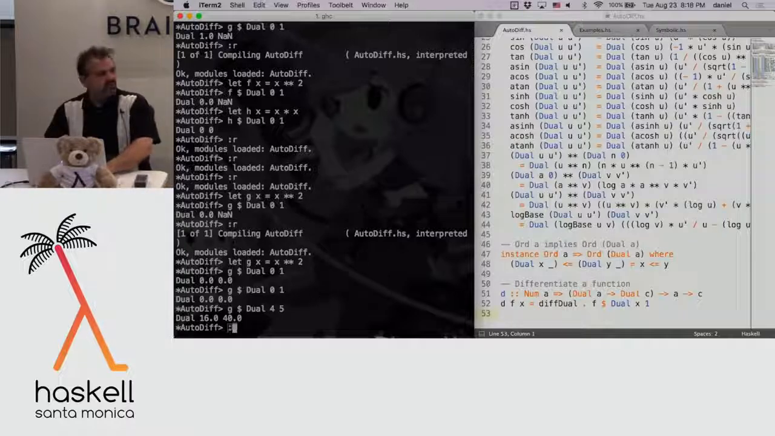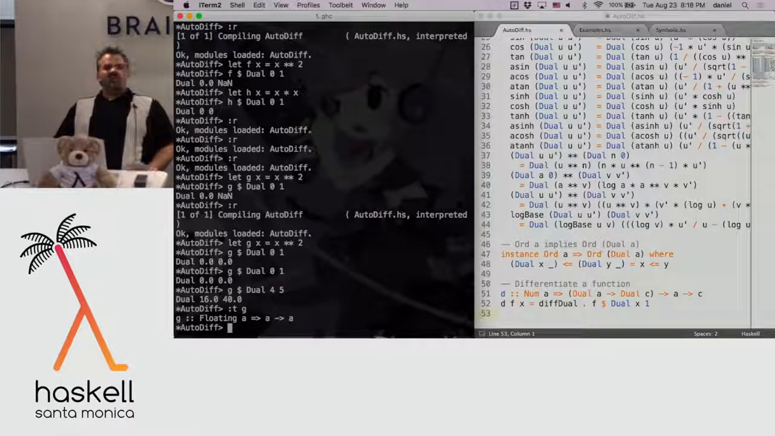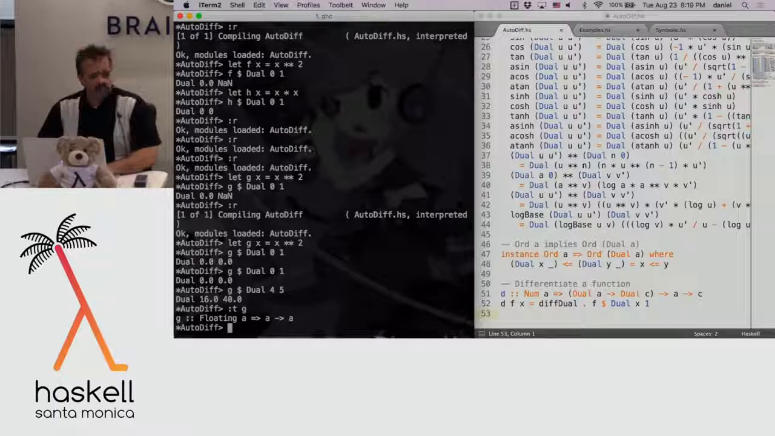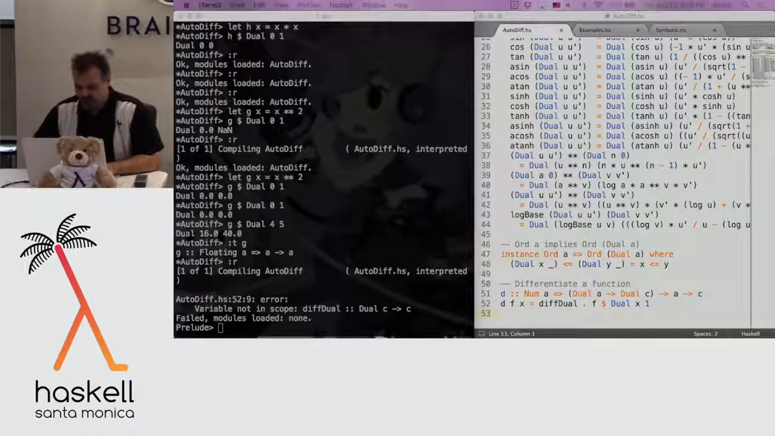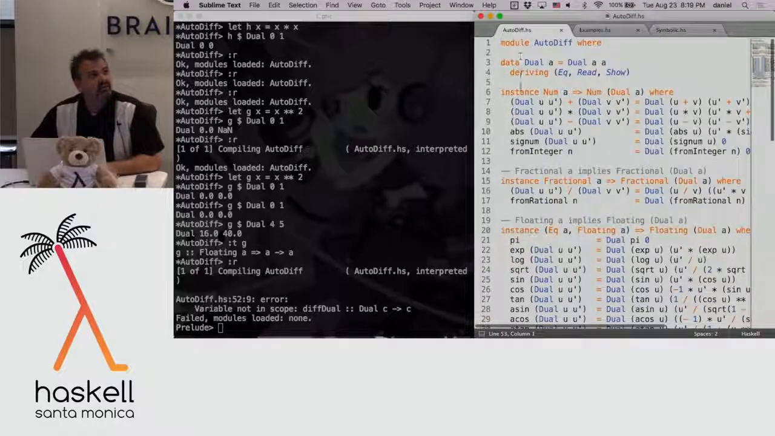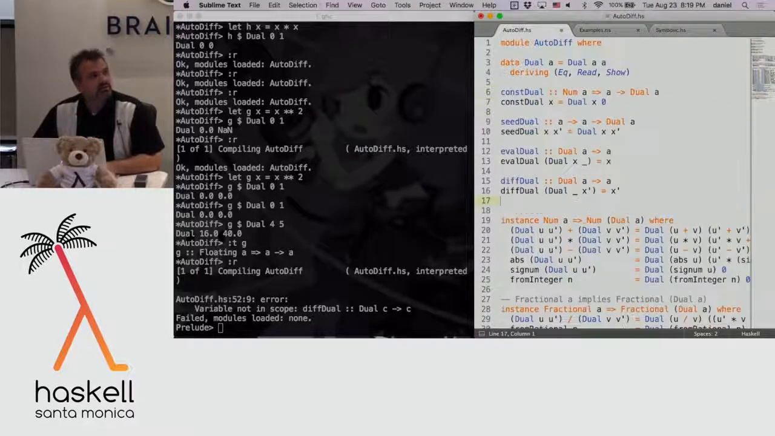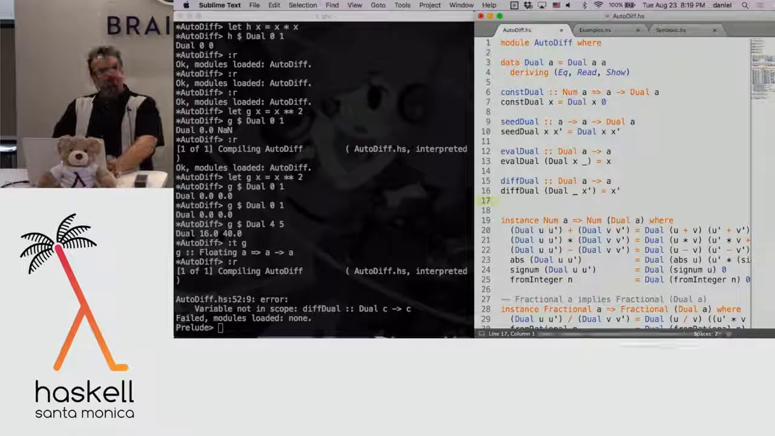So let's look at the type of G. G is a floating A to A. Let's actually make sure that we have loaded this code. Oh, diff dual. Oh yeah, I wrote a bunch of accessors that I didn't write. Yeah, here, okay. Here's some getters and setters. Okay.